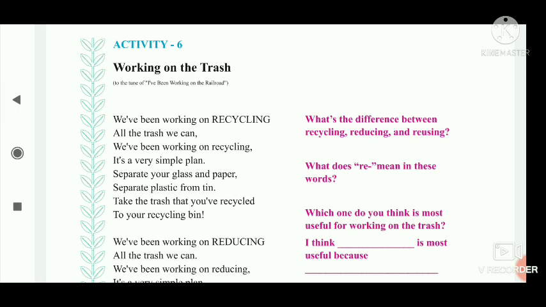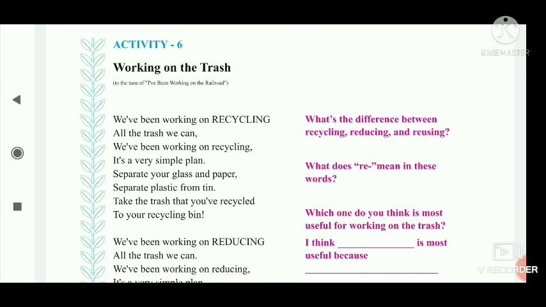Means what in this stanza the poet said? Okay, we have been working on recycling. How we working the recycling? Okay, all the trash as much as we can. Also he said that it is a very simple plan. We have prepared to separate all the trash like the glass and paper and plastic from the tin, and we have to take the recycled trash to the recycling bin. हमें सबको कलेक्ट करना है और कैसे उसका इस्तेमाल करना है. Already we discussed what is the recycling, what is the reducing, and what is the reusing. Already we discussed this in the starting lesson.